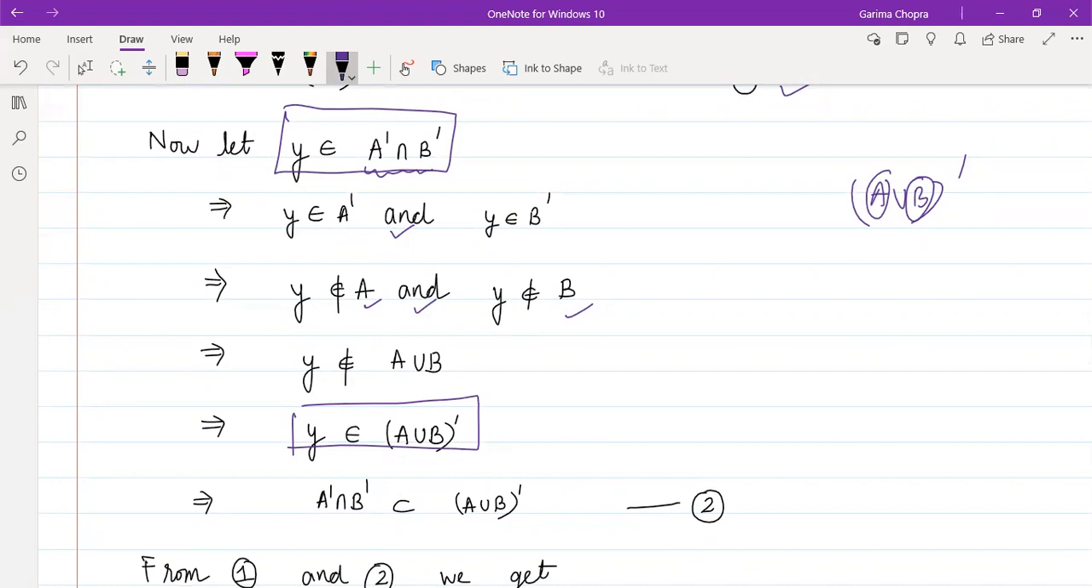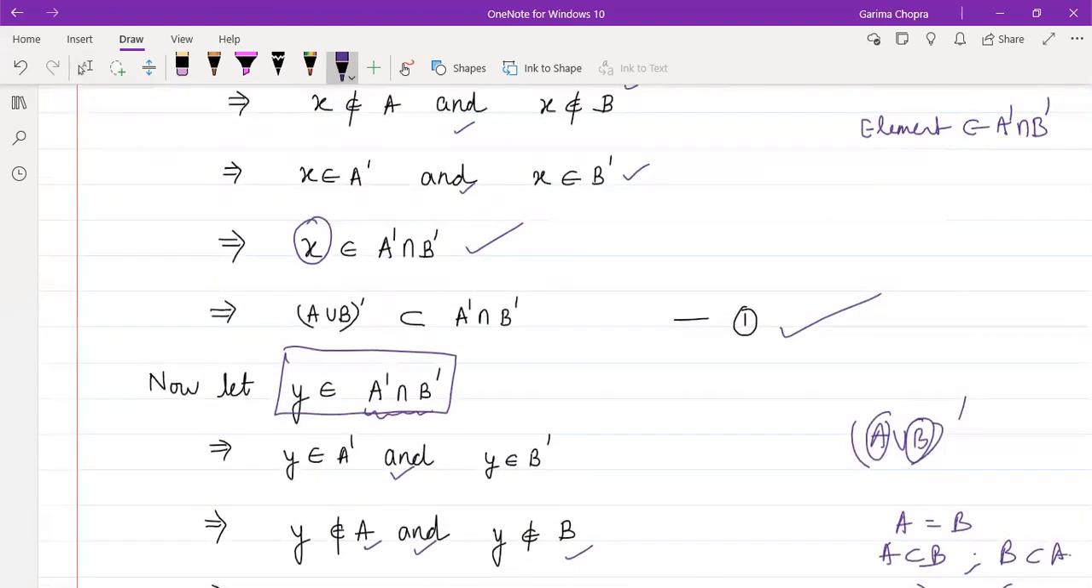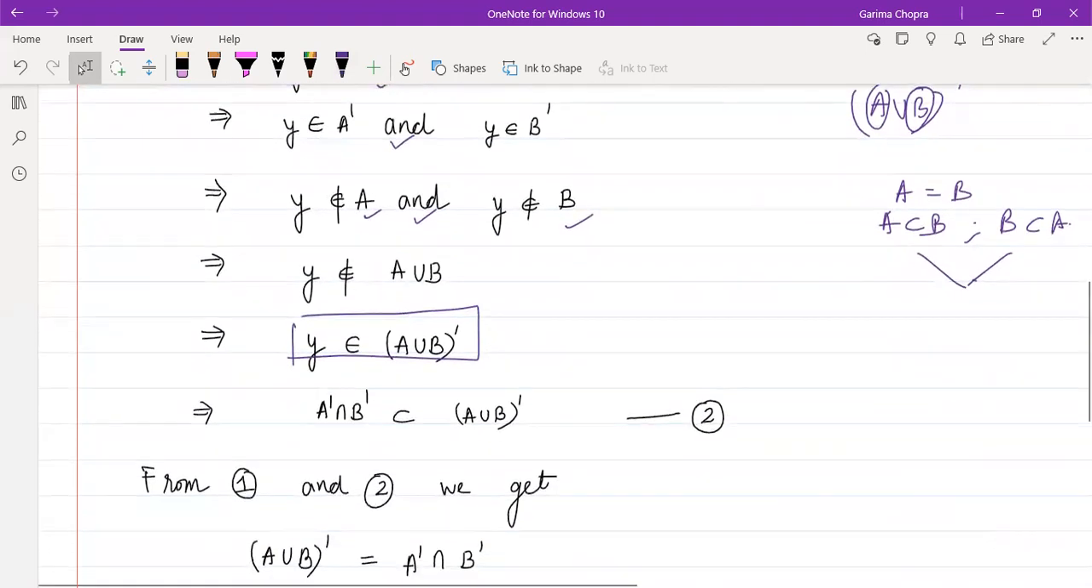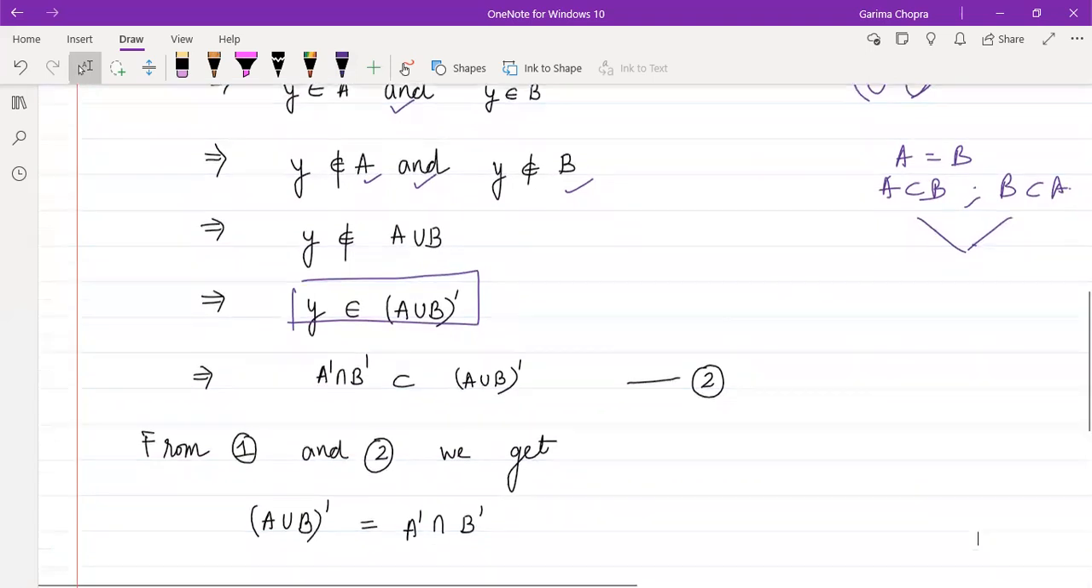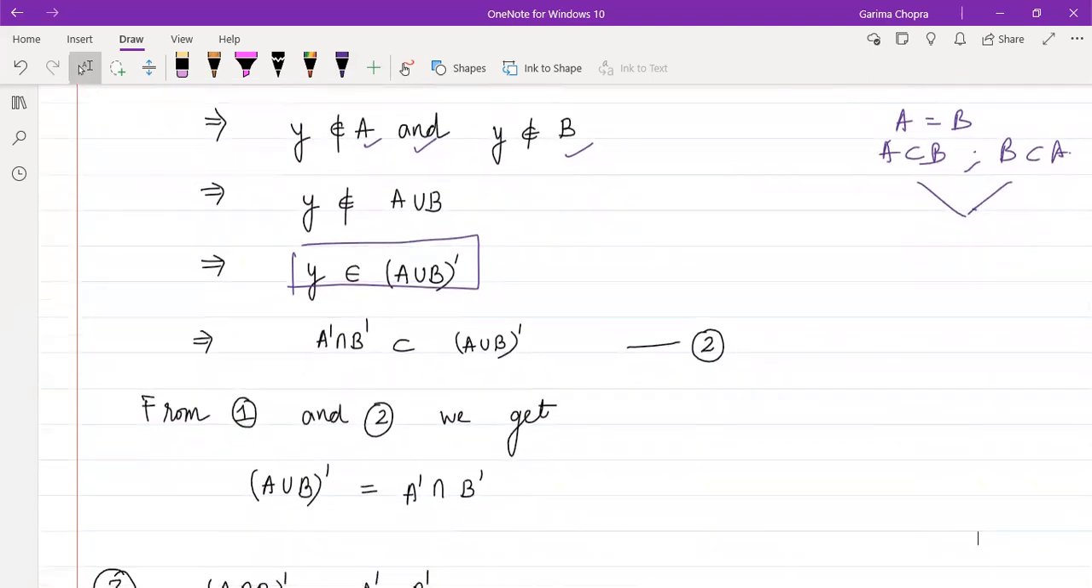So this was our strategy which we have discussed: for proving two sets equal, we will be showing that A is a subset of B, and then we will be showing that B is a subset of A, and from these two we will be concluding that the two sets are equal. And the same thing we have done in equation 1 and equation 2. In equation 1 we have shown this, and in equation 2 we have shown this, and if we combine these two results, we will be able to show that these two sets are equal. So in this way, we can prove these laws of algebra of sets.